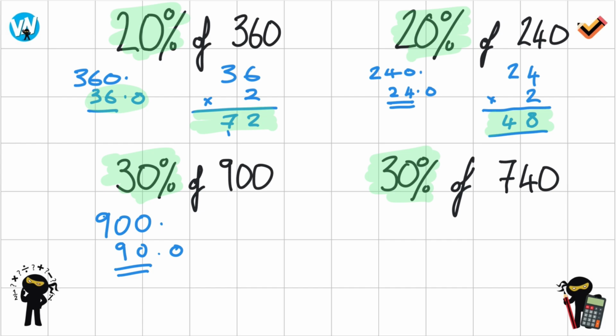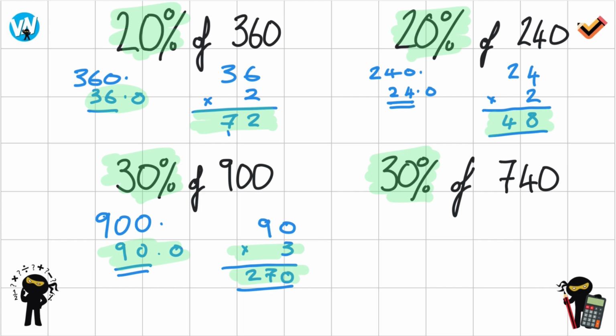And again, if you needed to do so, 90 times 3, which again, you shouldn't need to do. You've got multiplication facts in your head. But 3 times 0 is 0. 9 times 3 is 27. Okay, so we've got 270. So very quickly, 30% of 900, we found that by finding 10%, and then we've timesed it by 3 to find 270. So the answer would be 270.